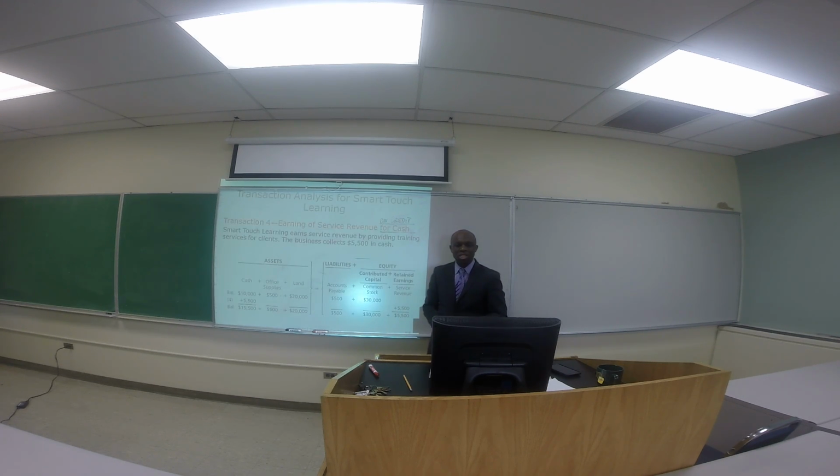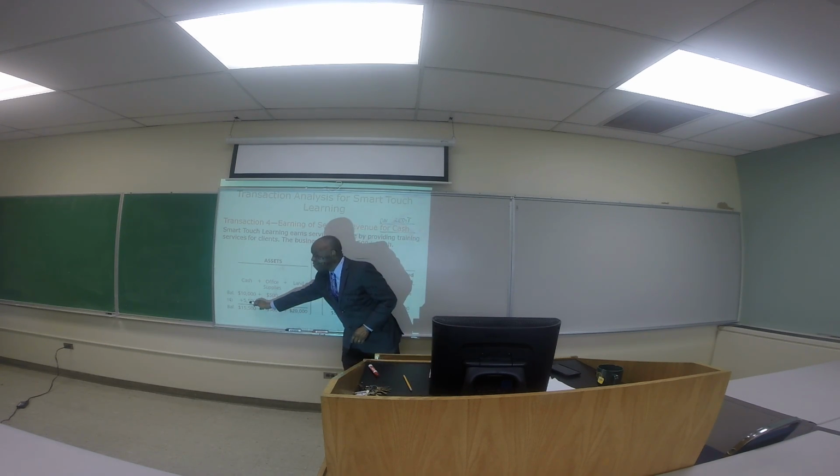Let's take a look at transaction 4. Earning of service revenue for cash. This is very important. So what happened here? Here, the company provided service worth $5,500 and they received cash for it. You have to zero in on the easiest of the impacts. So clearly the company received cash. Cash went up by $5,500.